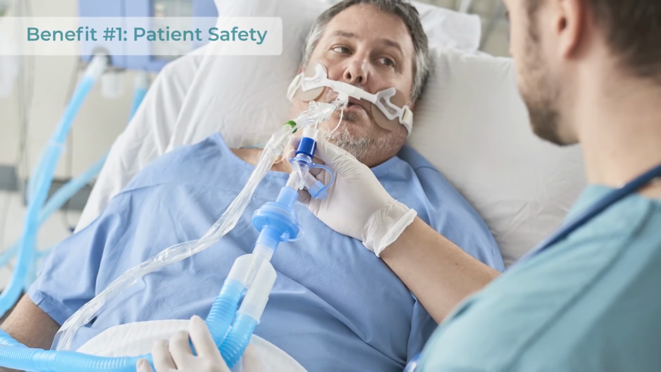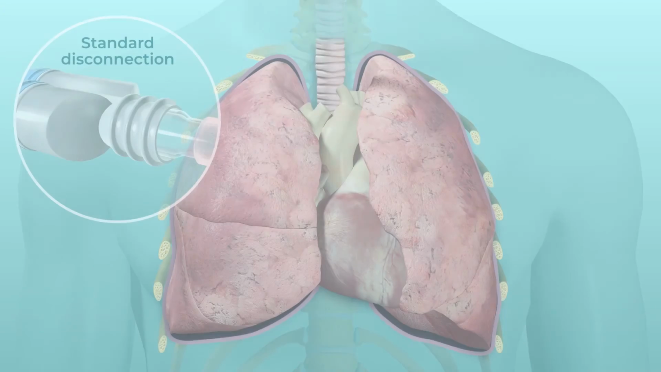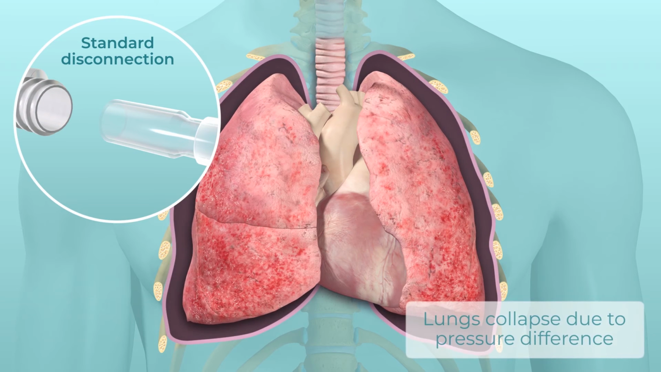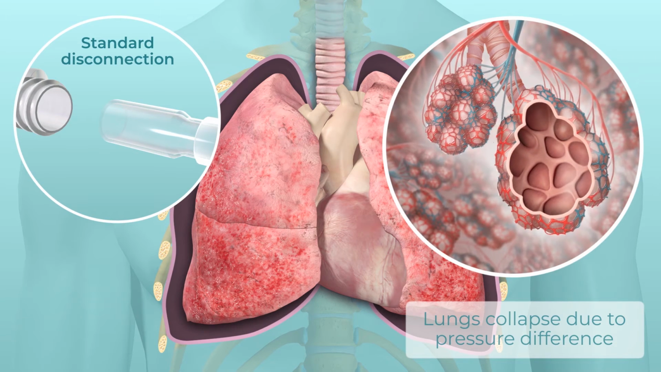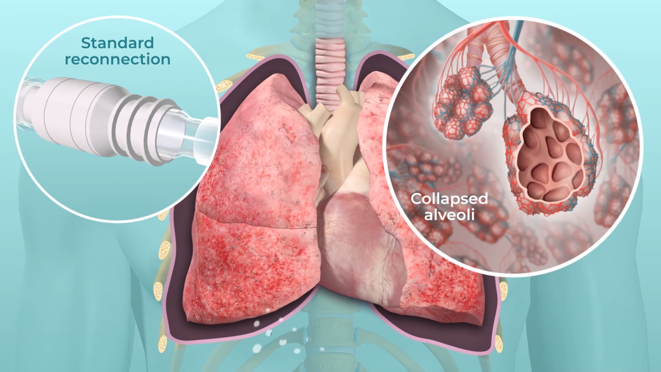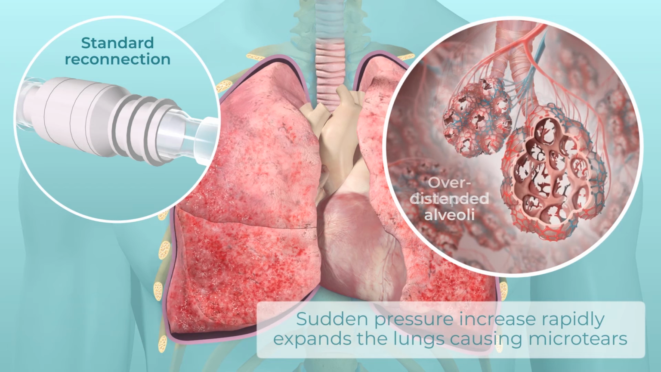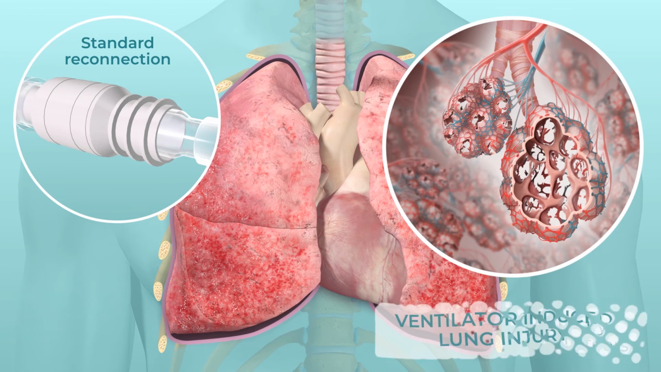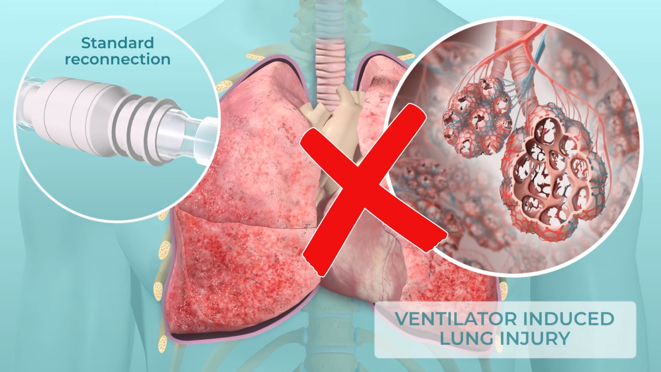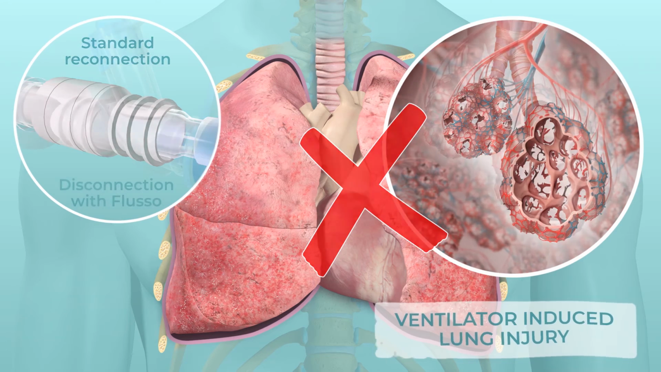Let's examine patient safety. When a patient is disconnected from a mechanical ventilator, the lungs collapse due to the difference in pressure from the ventilator to atmosphere. This can cause severe lung derecruitment. Upon reconnection, the sudden increase in pressure rapidly expands the lungs, causing microtears and shearing known as ventilator-induced lung injury. This collapse and re-expansion is reduced when Fluso is used.